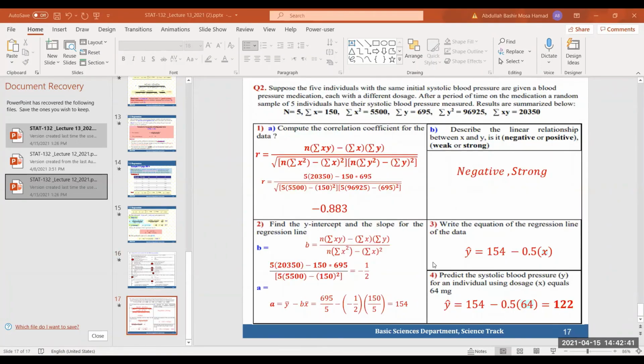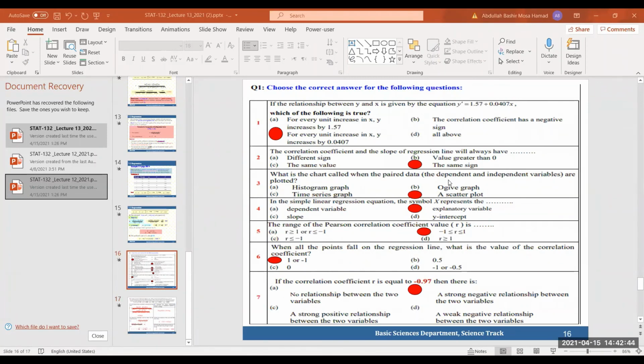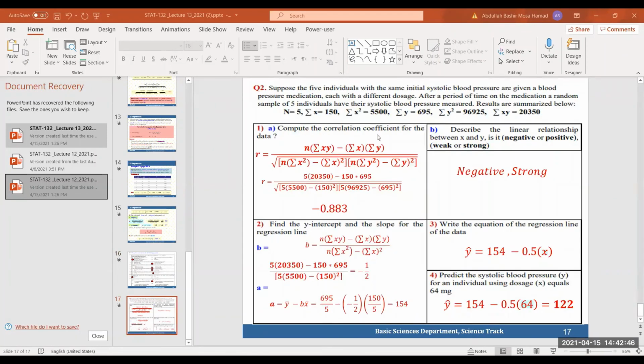Questions in the exam will be the same. If MCQ, somehow it will be similar; if essay question, it will be the same also. So just practice how to use this formula, how to find R, how to find B, how to find A, how to describe the relation, is it positive, negative. Also how to draw a scatter plot, X with Y, and from scatter plot, you indicate the direction and strength of the relation. Now we finish class. Any question?